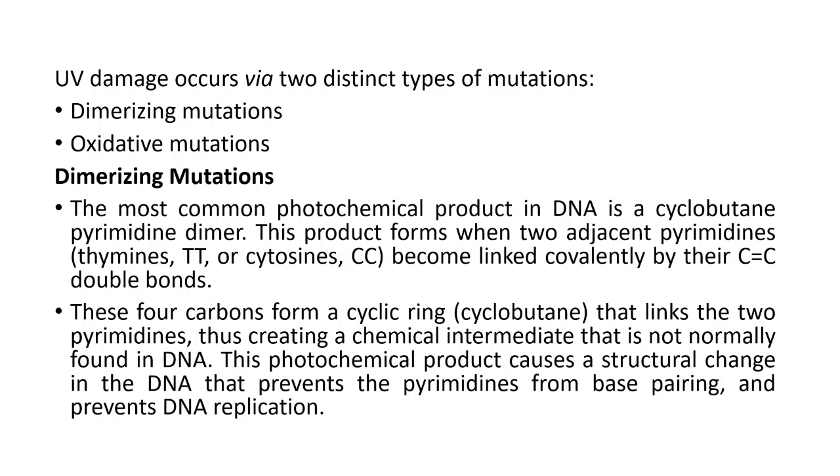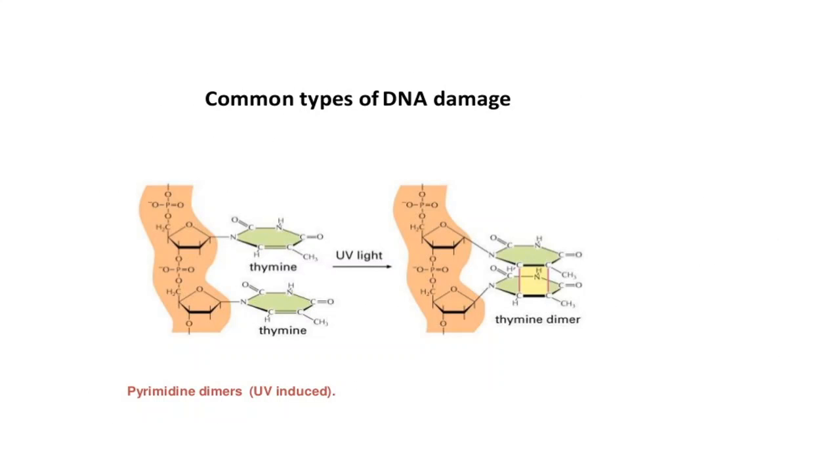This photochemical product causes a structural change in the DNA that prevents the pyrimidines from base pairing and prevents DNA replication. This slide shows the common type of DNA damage, that is when the wild-type DNA is exposed to UV light. The pyrimidines, especially the thymines, can form a cyclobutane ring and a dimerization occurs. And we are getting a pyrimidine dimer.